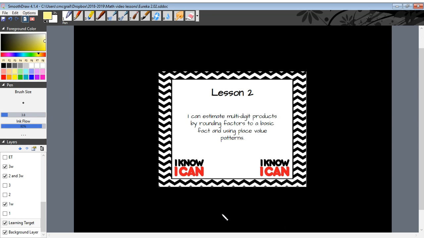Our learning target today really builds a lot on the ability to multiply numbers by powers of 10 like we practiced yesterday. And so today we're going to be building on that with estimation. The learning target is I can estimate multi-digit products by rounding factors to a basic fact and using place value patterns. So today we're going to practice what we did yesterday by using the associative property to multiply numbers and rearranging them to make it easier to multiply them together.